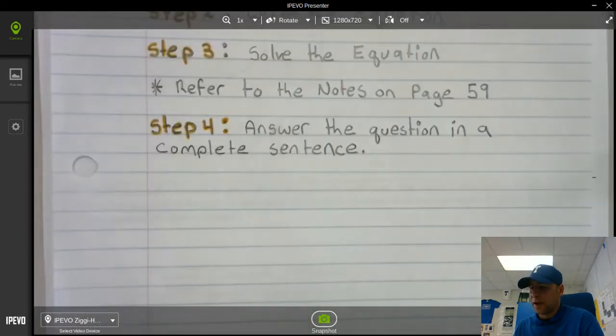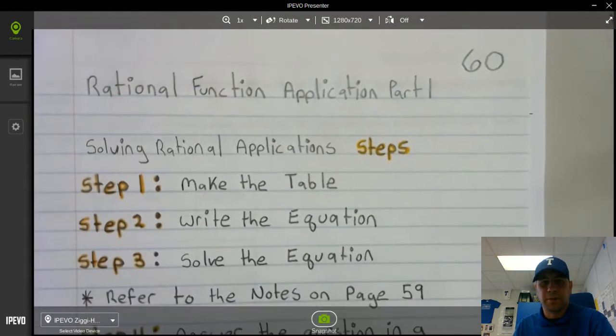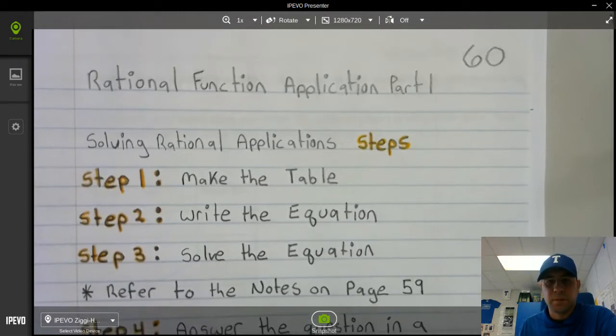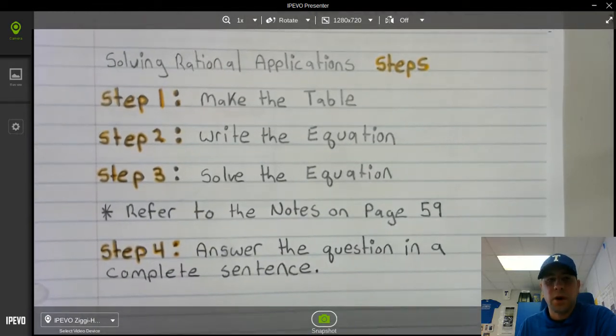Let's take a look at our notes, which are going to be on page 60. Okay, so if you want to write down your title, rational function applications part 1, page 60. All right, let's take a look at the notes. All right, so we're solving rational application steps.